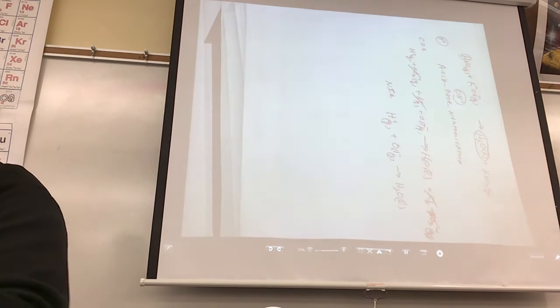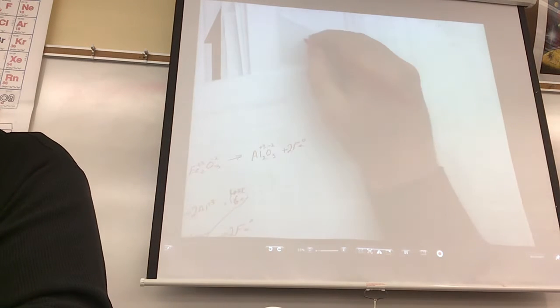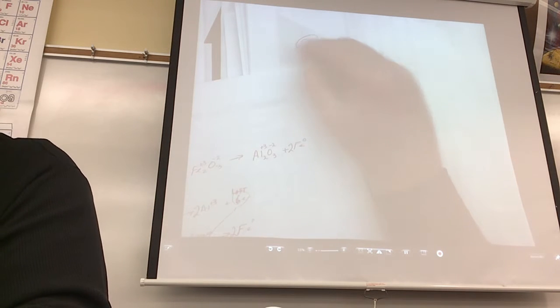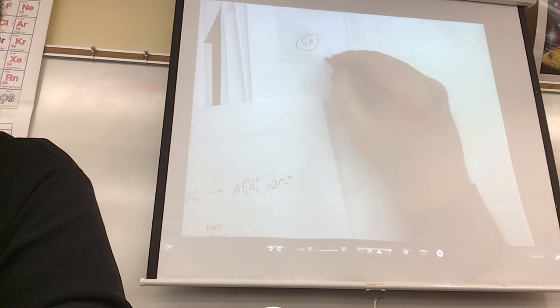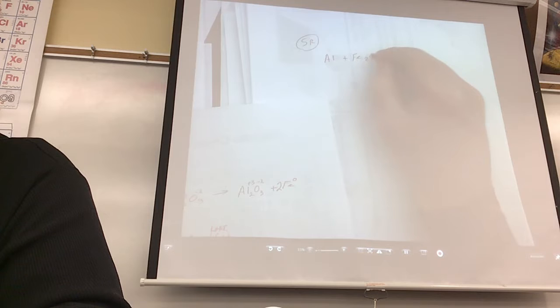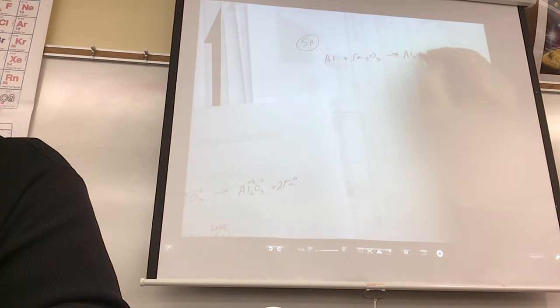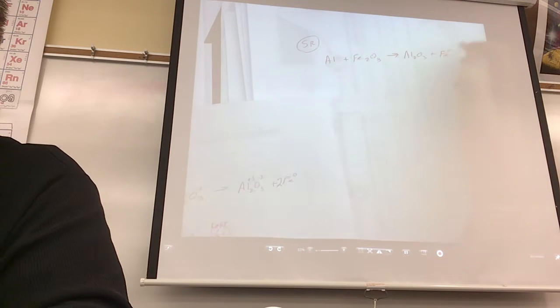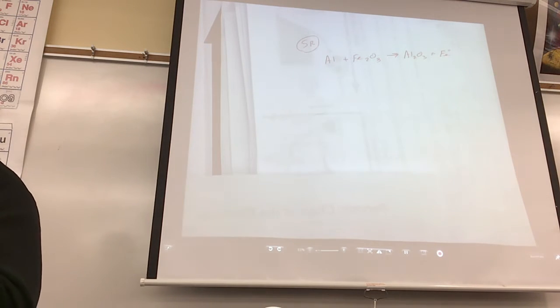All right. Let's do one. Wow, a lot of notes. Let's do another one. Can I prove to you that a single replacement reaction is also redox? So let's do this one. Okay. All right, so first of all, let's balance it.